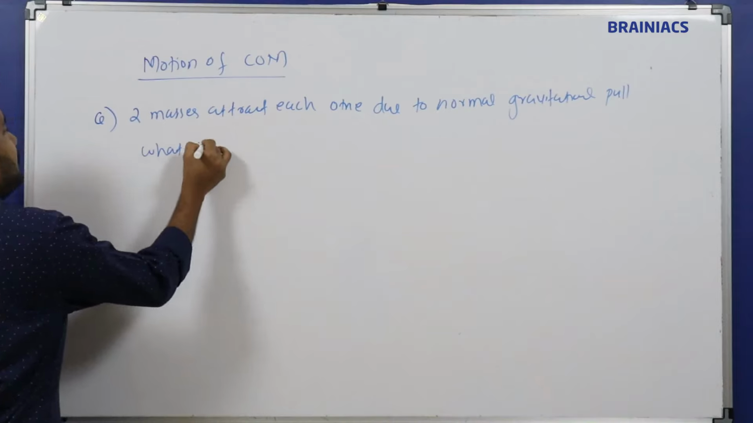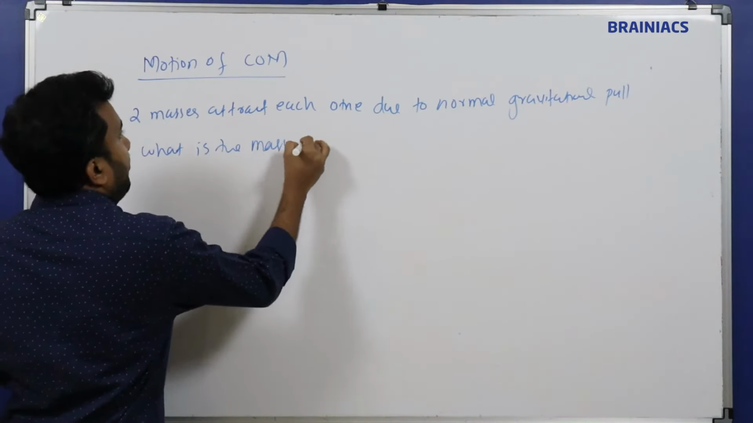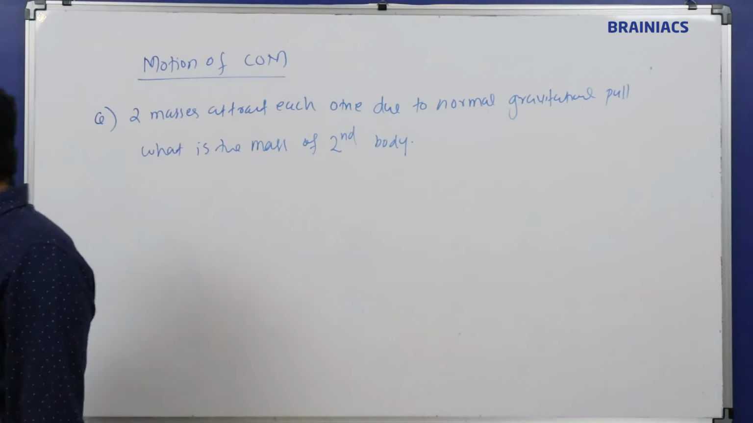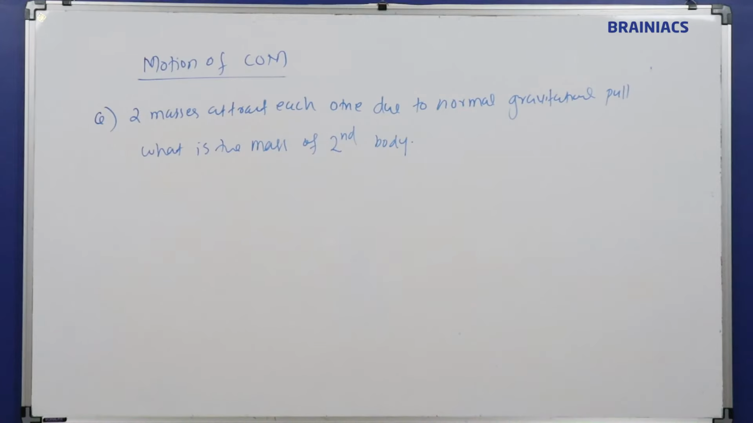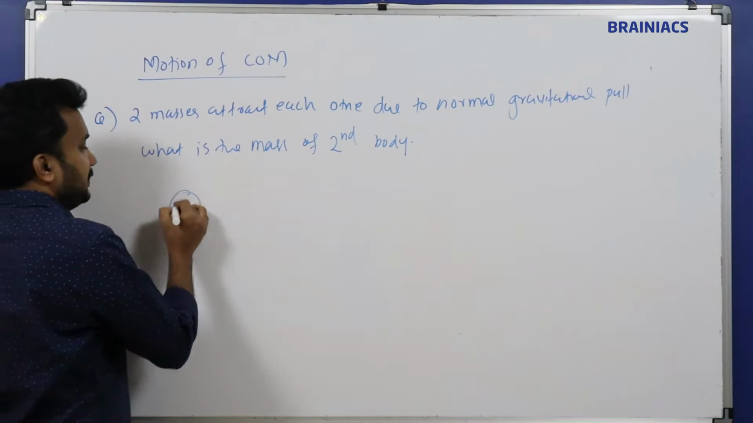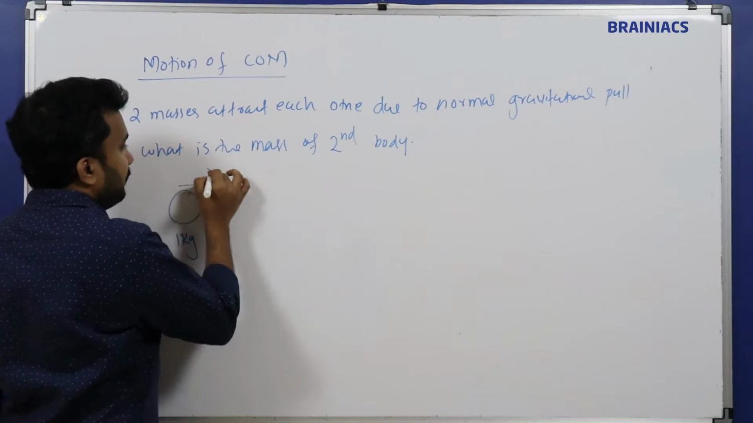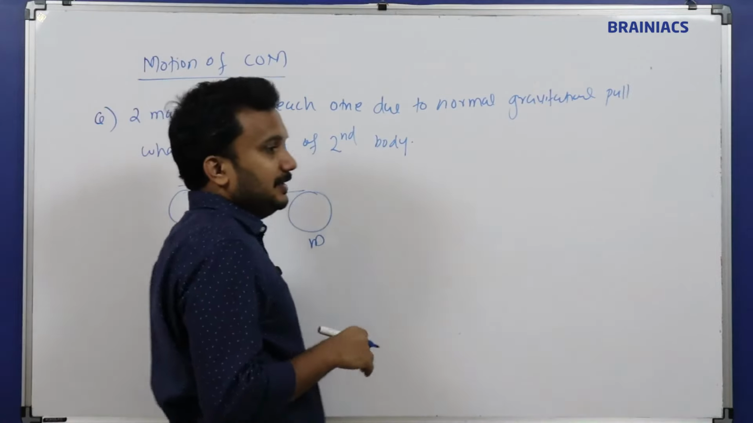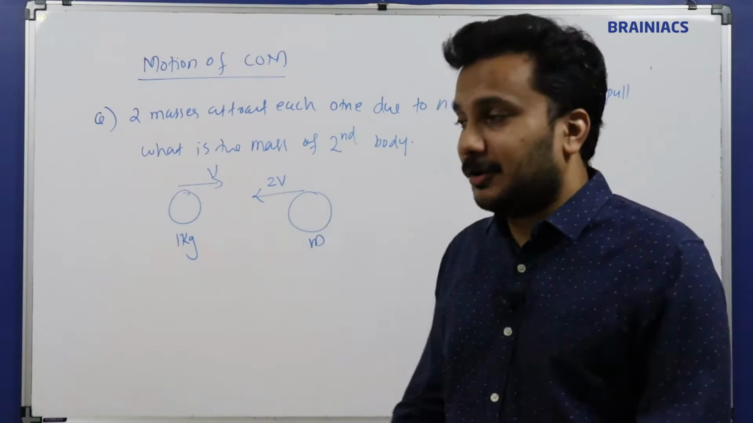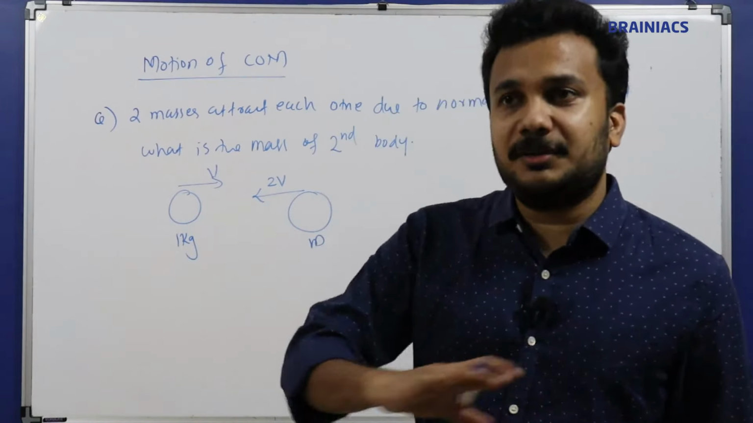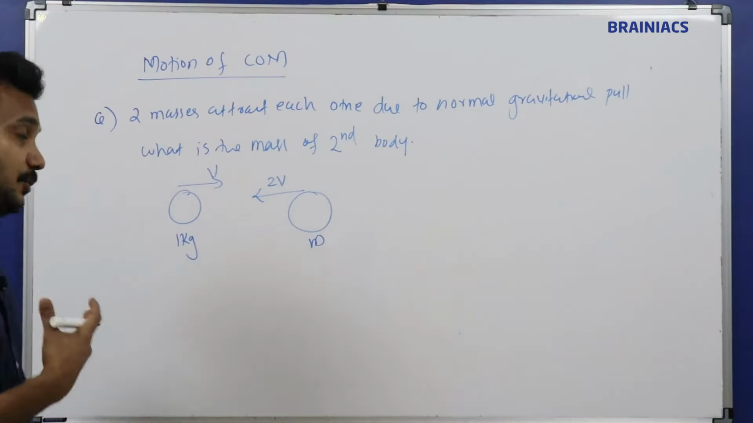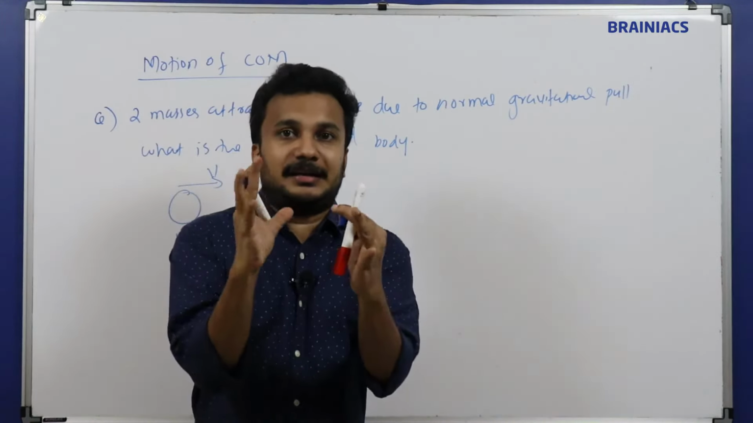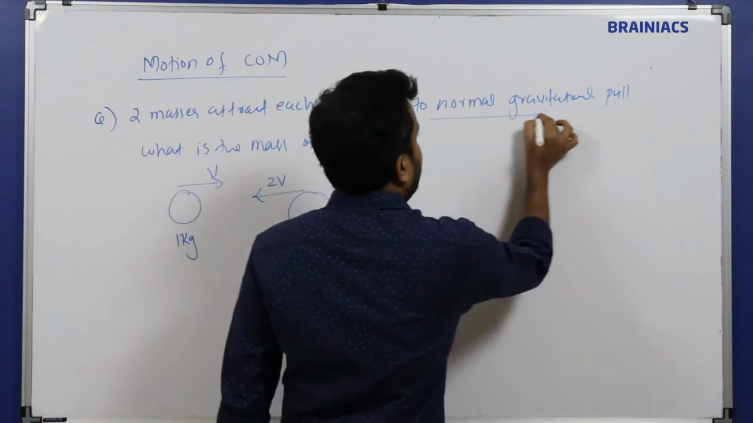What is the mass of the second body? We have two masses here, first mass and second mass. So let's consider the first mass is 1 kilogram and this is moving with velocity v, and the second mass is m and this is moving with velocity 2v. This v and 2v, we are not giving any v velocity or any 2v velocity. This speed is actually due to their natural gravitational attractive force. That's what the question says. It's a normal gravitational force.